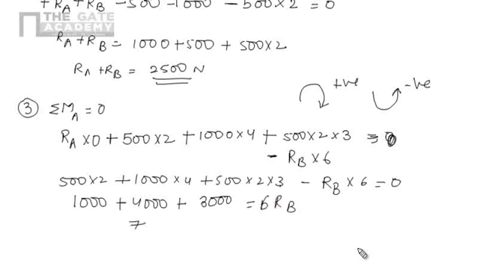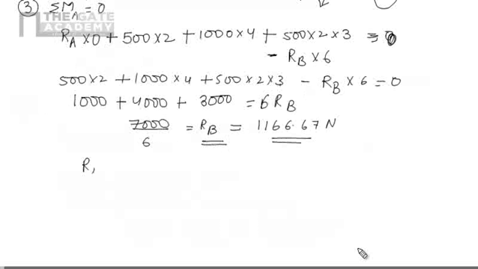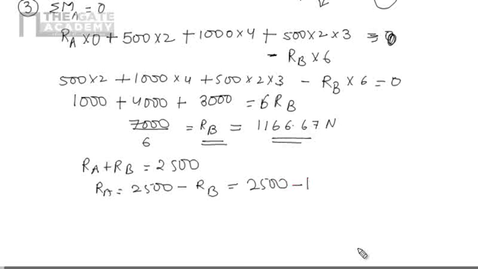So 7000 divided by 6 equals RB. So RB will be 1166.67 Newton. So by this way we can find out the value of RB, and we know RA plus RB equals 2500. So RA will be 2500 minus RB. So 2500 minus 1166.67 equals 1333.33 Newton. So by this way we can easily find out the reaction at the surface.